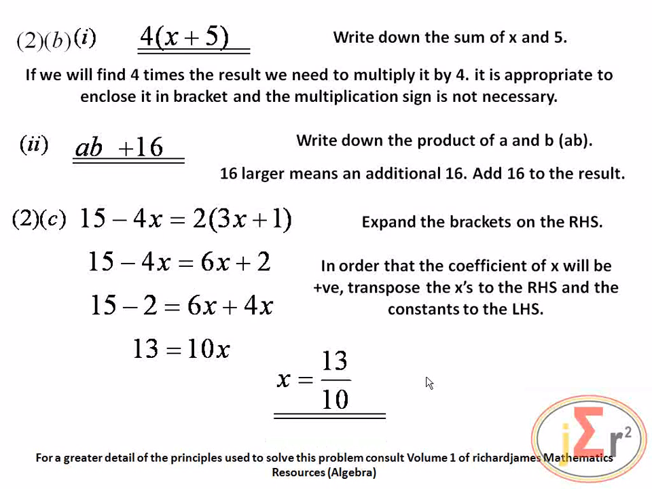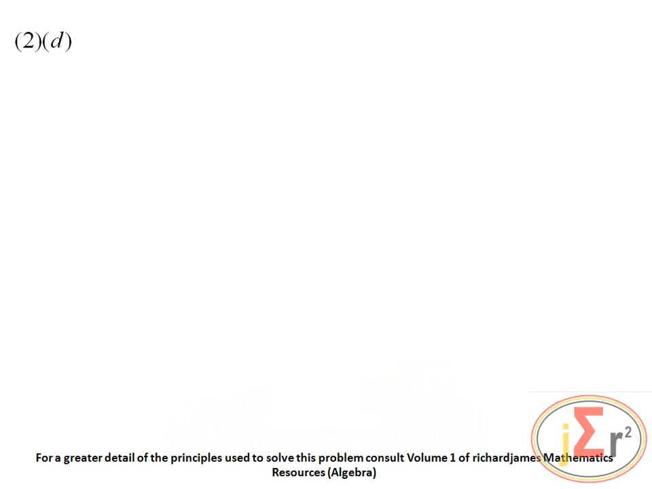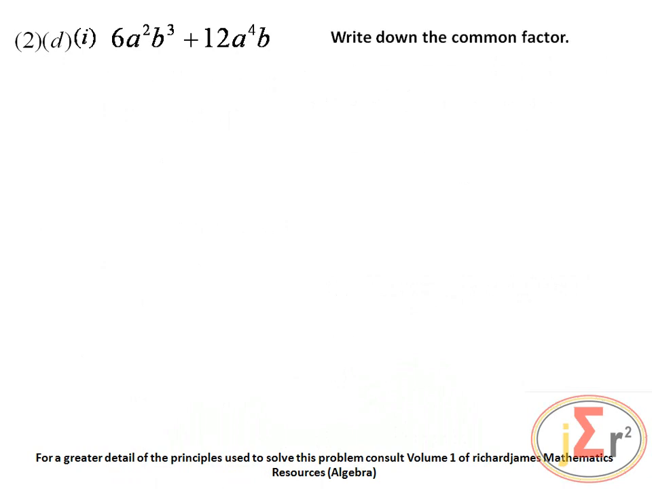X is equal to 13 over 10, or we may write that as 1.3. Now we will factorize the expression that we have right there on the screen. Write down the common factor.